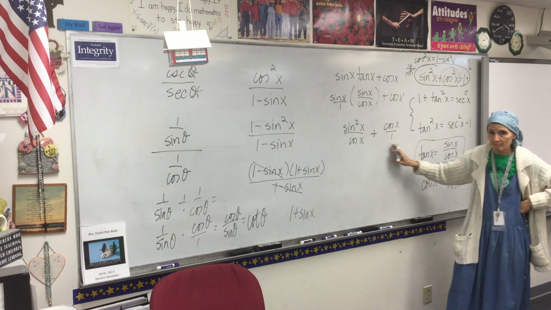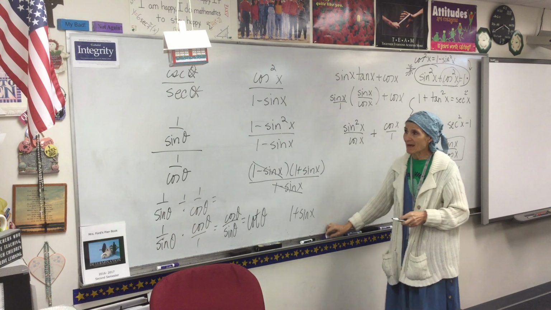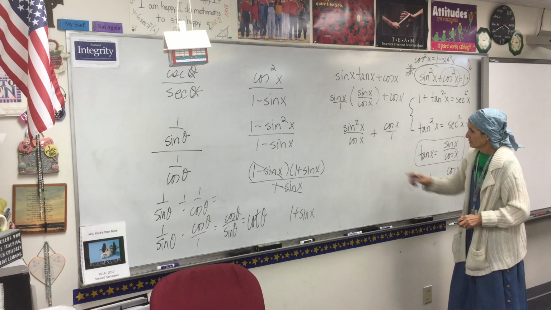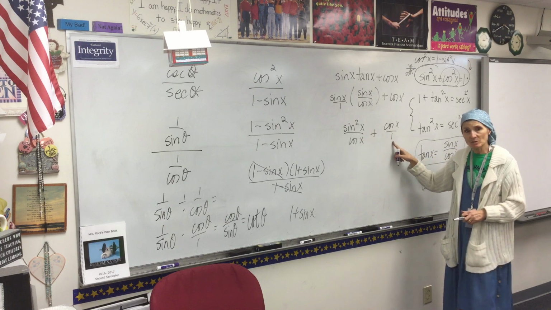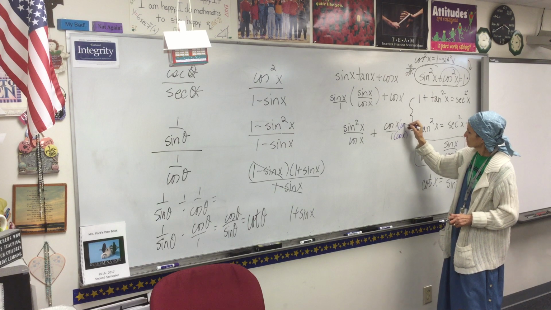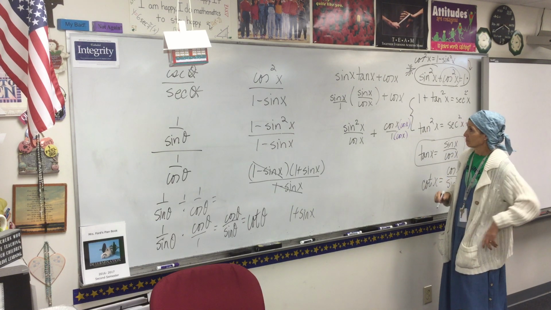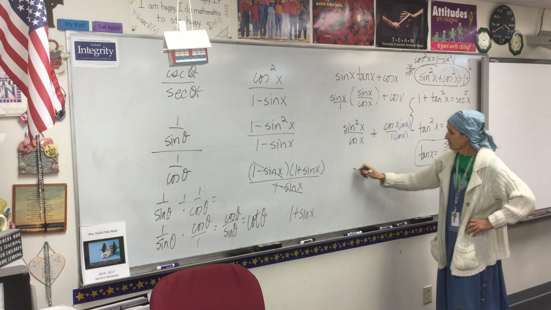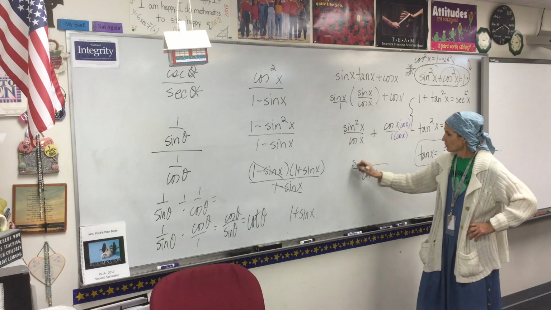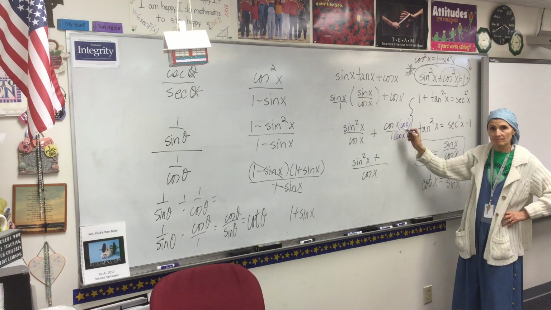Now I'm adding. They're fractions. What has to happen when I'm adding fractions? They have to have a common denominator. So that's a cosine, that's a 1. I'm just going to make this a cosine. So now they both have a cosine in the denominator. What's up top? Well, that's sine squared plus, what's that?